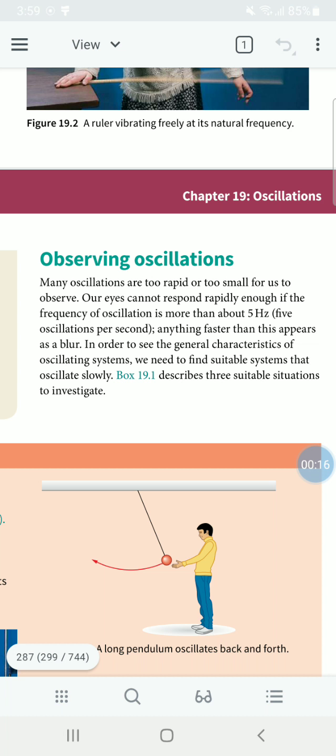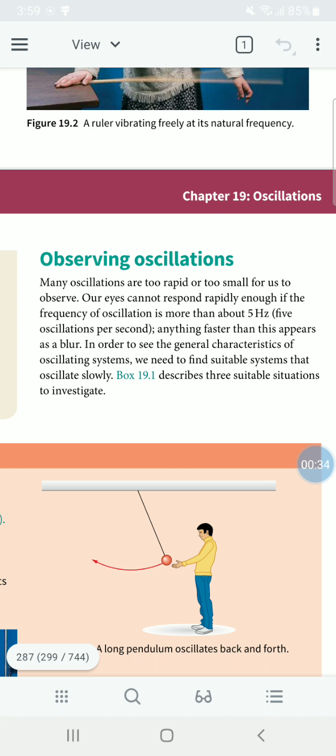Our eyes cannot respond rapidly enough if the frequency of oscillation is more than about 5 hertz. That means 5 hertz means it passes through the central resting position 5 times per second. Anything faster than this appears as a blur.